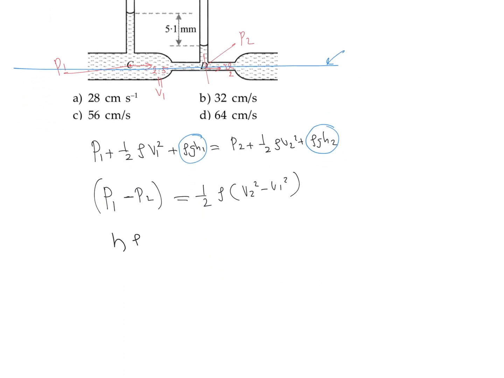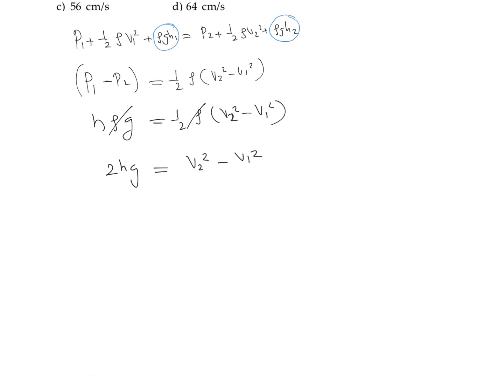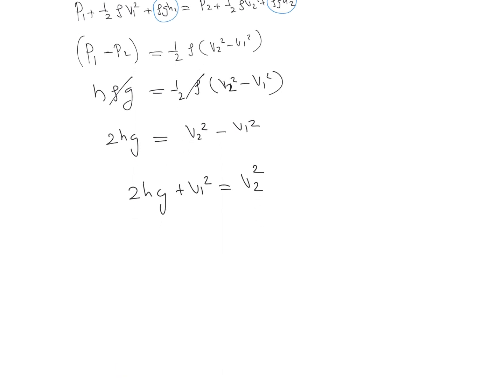So using that equation, h into rho into g is equal to half into rho into V2 square minus V1 square. This rho and this rho get cancelled. So we can write 2 into g into h is equal to V2 square minus V1 square, where V2 is what we need to find out. So 2 into g into h plus V1 square will be the value of V2 square, or you can write V2 will be equal to the square root of this value.